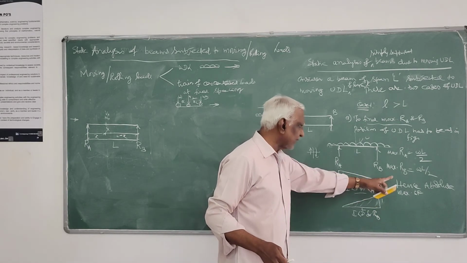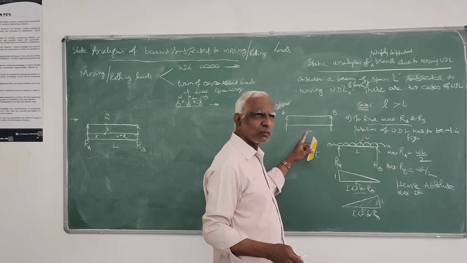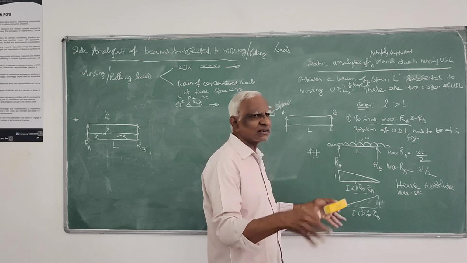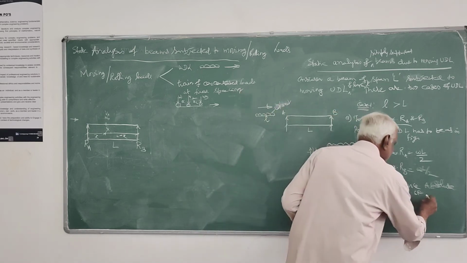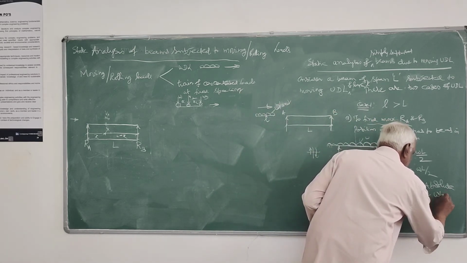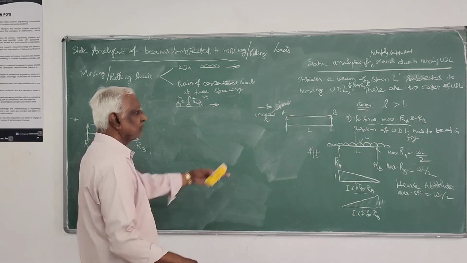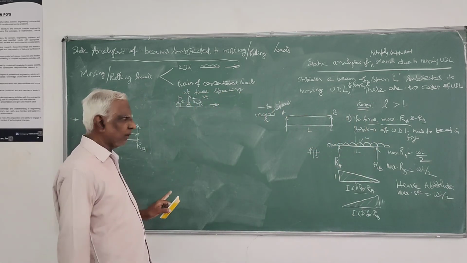So maximum negative shear is WL by 2, positive shear is also WL by 2, and the maximum value is WL by 2. The absolute maximum shear force will be W by 2, both positive and negative. So the first part is over.